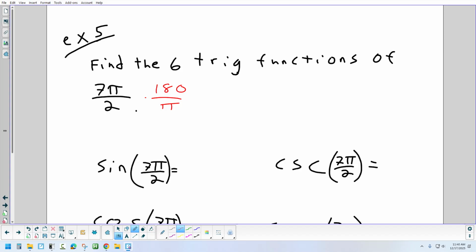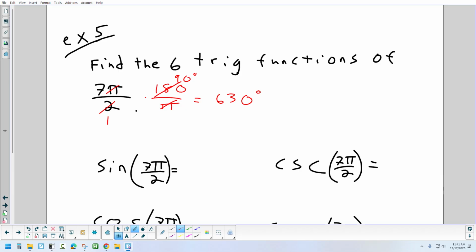Well, you can cancel out the 5, and you can do 2 goes into 80 90 times. That gives us a 90, and then 90 times 7 is 630 degrees. So at least you have it in degrees, but that's still not an easy angle to work with.